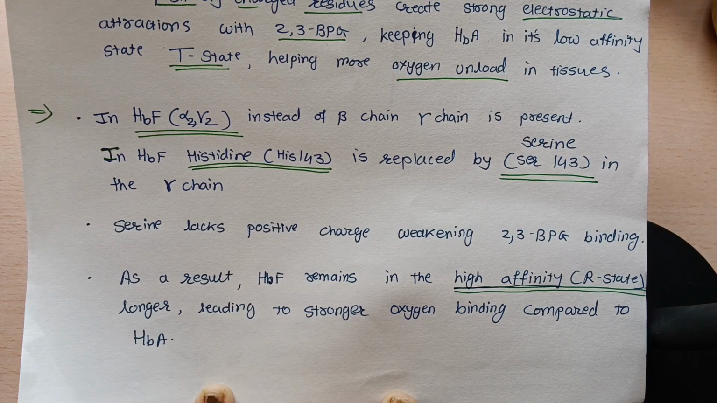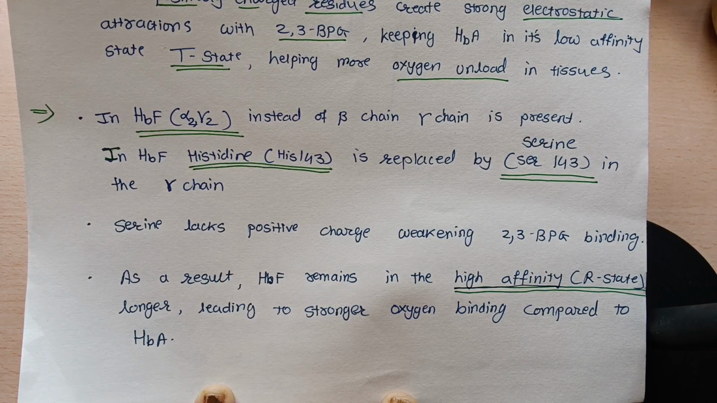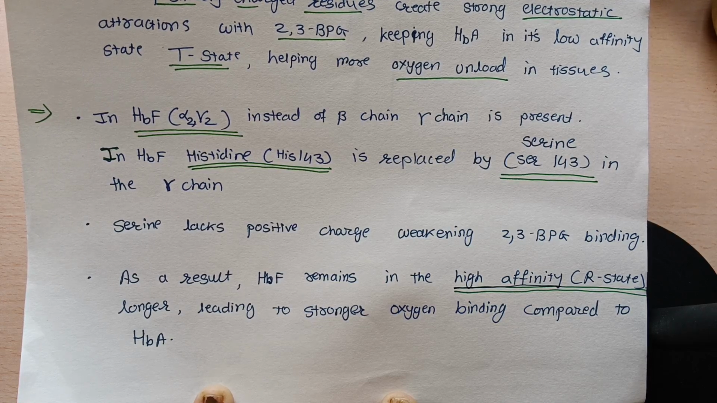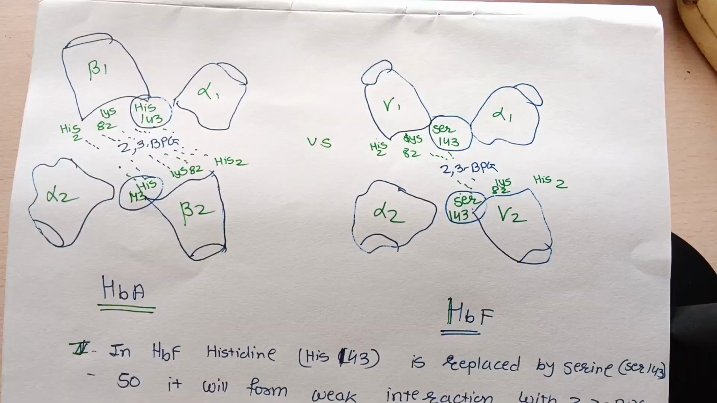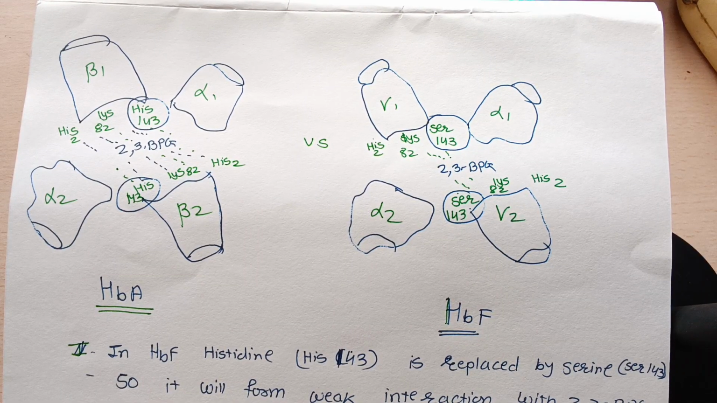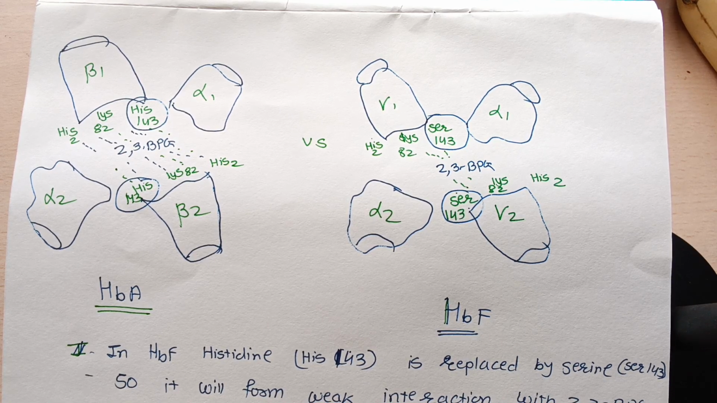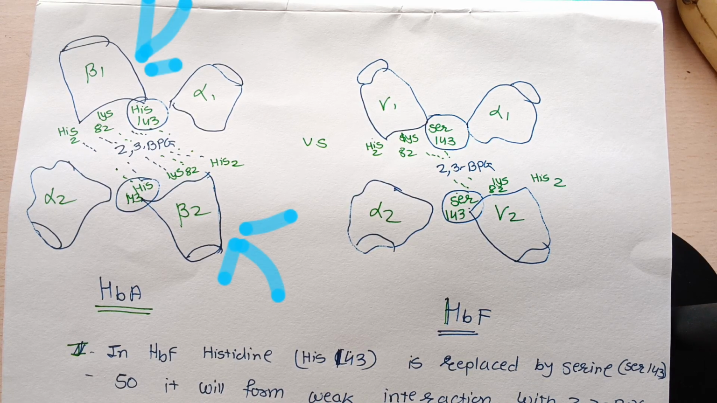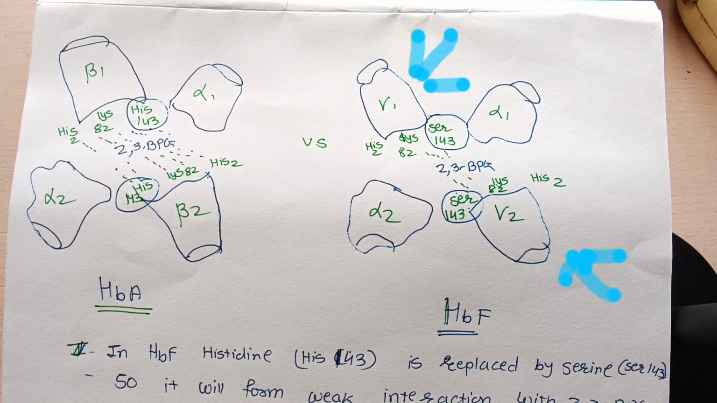So there will be weakening of the 2,3-BPG binding to the central cavity. As a result, HbF will remain in the high affinity state, the R state, and it will lead to stronger oxygen binding as compared to the adult hemoglobin. There is a diagrammatic representation of these two: binding of 2,3-BPG to adult hemoglobin versus binding of 2,3-BPG to the fetus hemoglobin. You can see the first one is the adult hemoglobin, where beta 1 and beta 2 globin chains are there, while in the fetus hemoglobin gamma 1 and gamma 2 chains are present. So this is the difference.